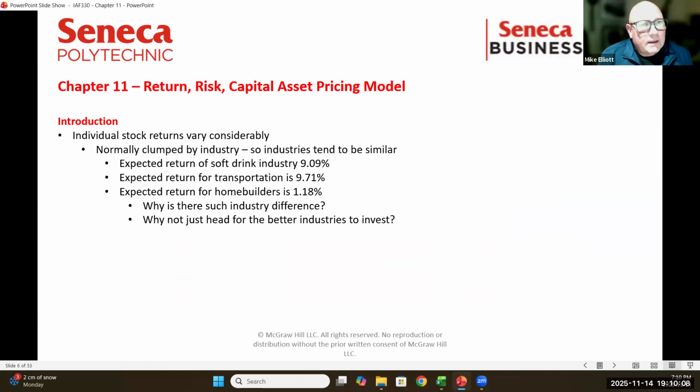Individual stocks. Individual stock returns vary considerably. Let's be honest. I mean, we look at Nvidia, that's gone up what, 3,700% in the last 3-4 years. Tesla's out of control, crazy. U.S. tech stocks are going nuts, riding the AI wave, but not everybody is. And we'll look at that in a minute.